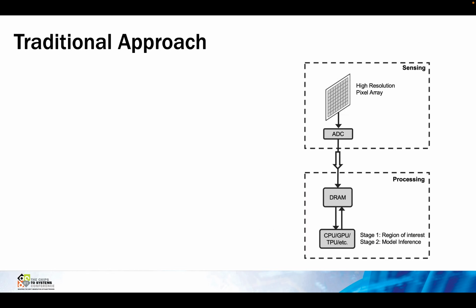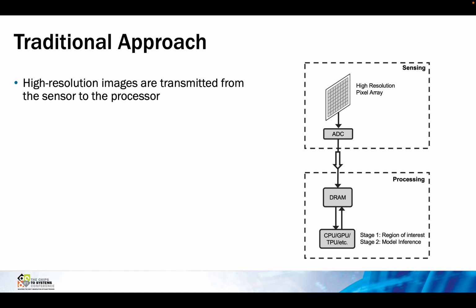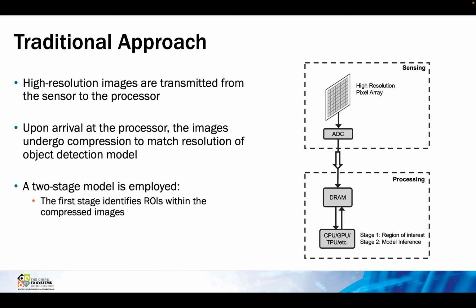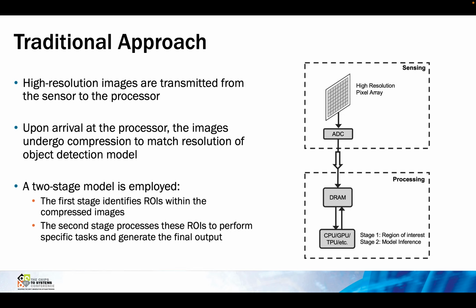This is because in a traditional approach, high-resolution images are transmitted from the camera or the sensor to the processor. Upon arrival at the processor, the images undergo compression. That way they match the resolution of the object detection model. Then a two-stage model is employed. The first stage identifies the regions of interest within the compressed images, and the second stage processes these ROIs to perform a specific task and generate the final output. In the case of facial recognition, the first model finds the faces, and the second model identifies them.